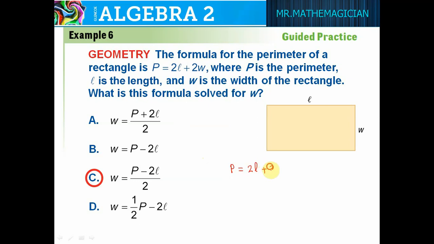2L plus 2W. We need to find W alone, so I'll move 2L to the other side with a different sign. So P minus 2L equals 2W. Let's divide by 2 on both sides. This 2 got cancelled, so really W equals P minus 2L over 2.